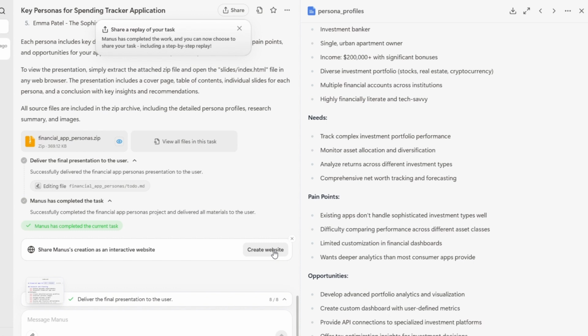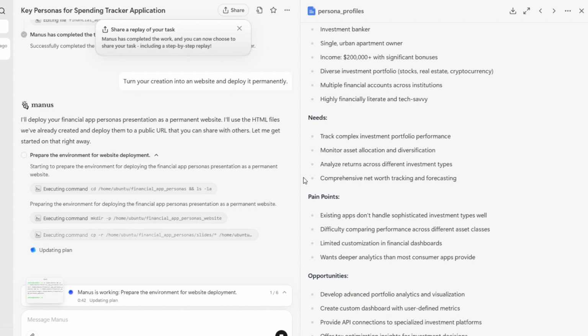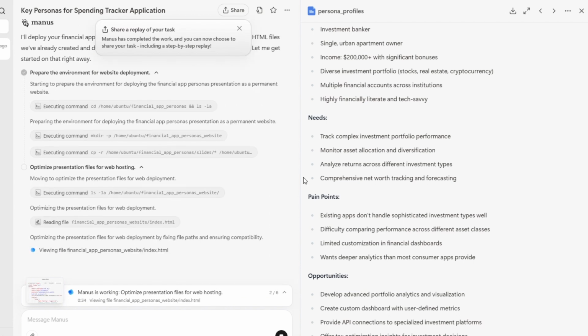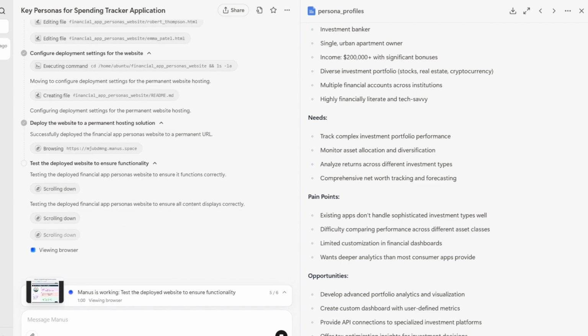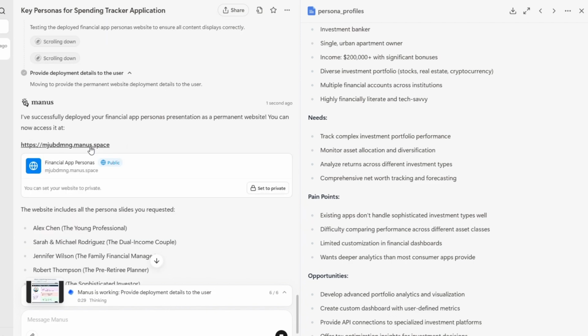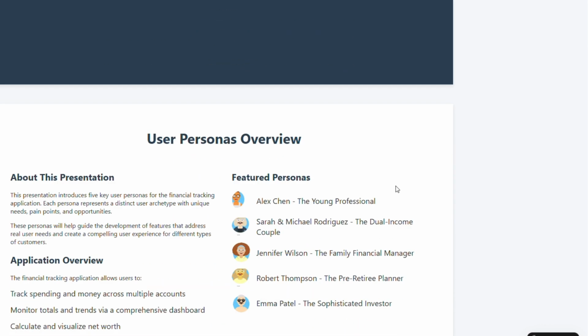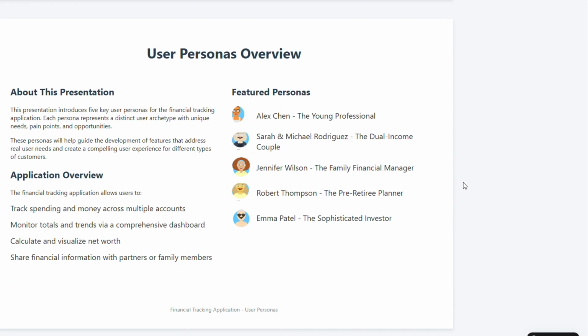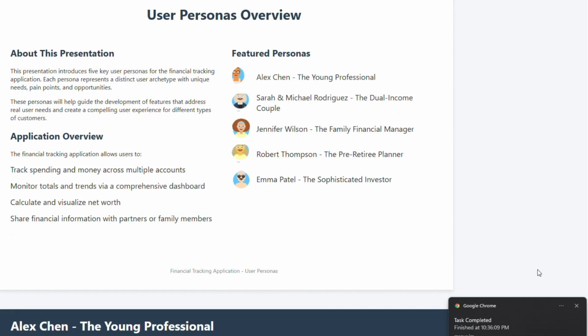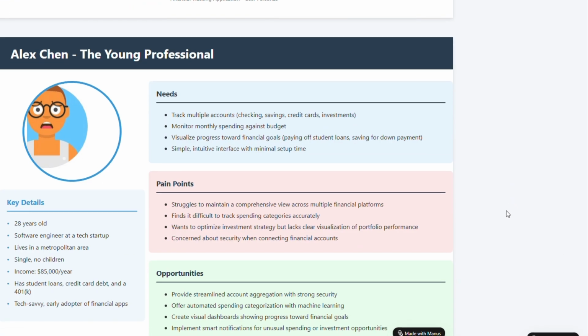I could have stopped at that point, but finally Manus then asked if I wanted to publish the final report online. I did this and I thought it was actually a really great way to share information quickly. I could see that you could do this within your company and make it easily available to multiple people.